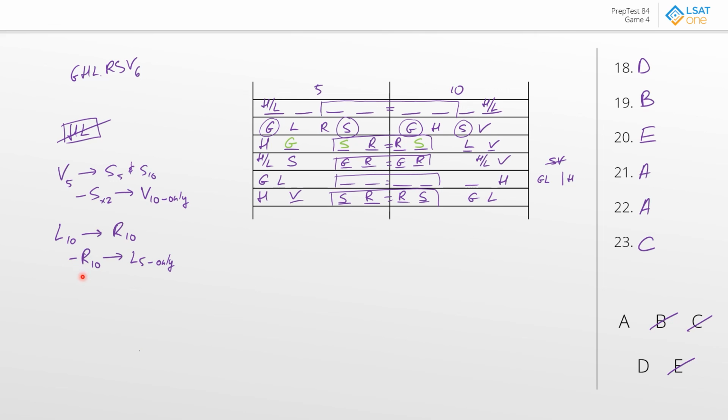And if R is not on 10, then we're actually supposed to have L be a single on the 5, which means that you couldn't have H and R be your singles, because if R is a single on 5, i.e. he is not in 10, then L would also have to be a single on 5, and that wouldn't work. So answer choice D gets disqualified, and we're right back to the same point, which is the best answer for 22 is A.